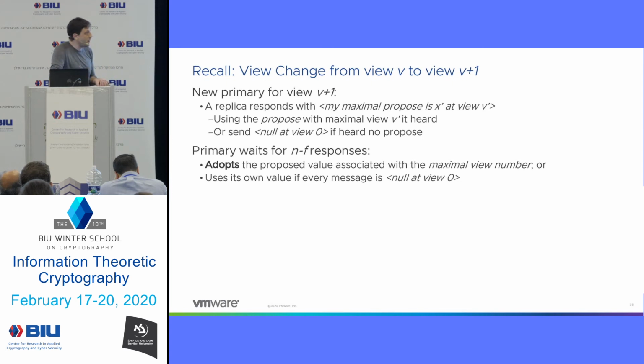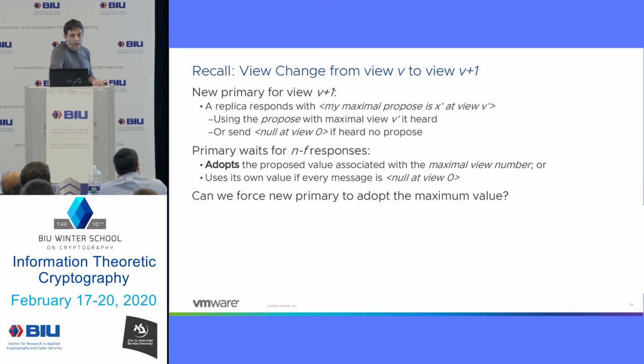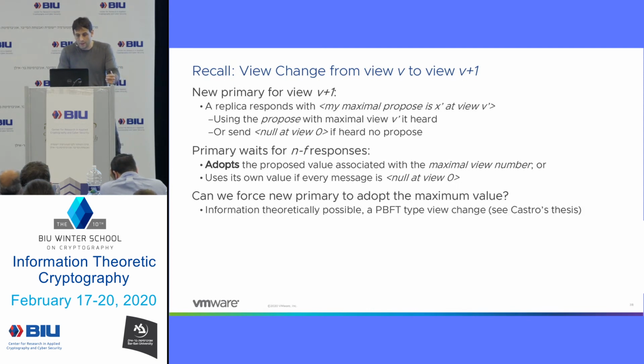Yeah, so this is kind of a reminder. This is how our view change protocol looked. You send the maximal propose, and then you choose the maximal out of that. And so, can we force the new primary to adopt the maximum value? So you could do this essentially.